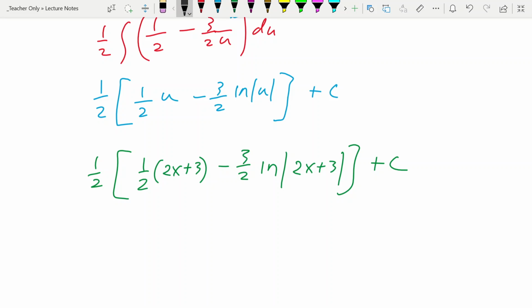And if you wanted to, you could distribute this 1/2 through and do any kind of simplification that you would prefer. I'll just distribute this 1/2, which would give us 1/4. Actually, we could write that in the numerator. So 2x plus 3 over 4 minus 3 times the natural log of the absolute value of 2x plus 3 over 4, plus c.